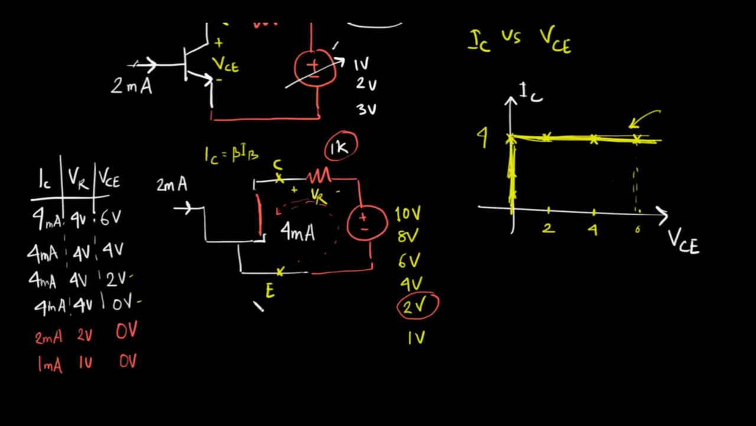So this part of the graph represents the portion that is controlled by the input. But in this part of the graph, the output current is no longer controlled by the input. At this part of the graph, the output voltage of the transistor becomes 0 volt. That is, the transistor becomes a short circuit. Okay, so this is the active region of the transistor and this is the saturation region of the transistor.